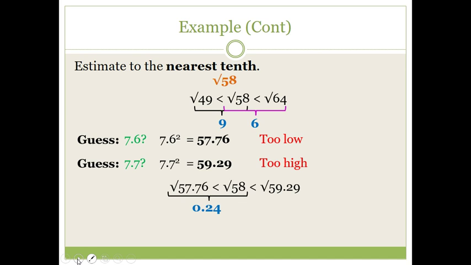To do that, I'm just going to subtract 58. From 57.76, I get 0.24. I'm going to subtract 58 from 59.29, and I get 1.29. And that's how I know that, yes, 57.76 is closer to 58 than 59.29 is. Therefore, if I was asked to round this to the nearest tenth, I would say that the square root of 58 is 7.6, approximately, rounded to the nearest tenth.